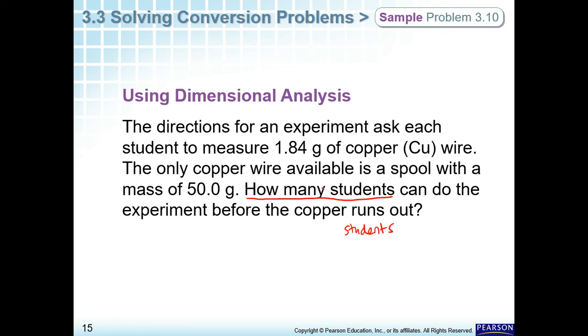And here I need to ask myself, well, students have a relationship to what? It's going to show up here that each student can get 1.84 grams. So I'm starting with grams. This sentence that I underlined up here is considered a conversion factor. When you hear the word each, you're thinking of a single student. So you can say one student equals 1.84 grams. So if I'm going to do this problem, I know that I have 50 grams. And I need to get over to students.